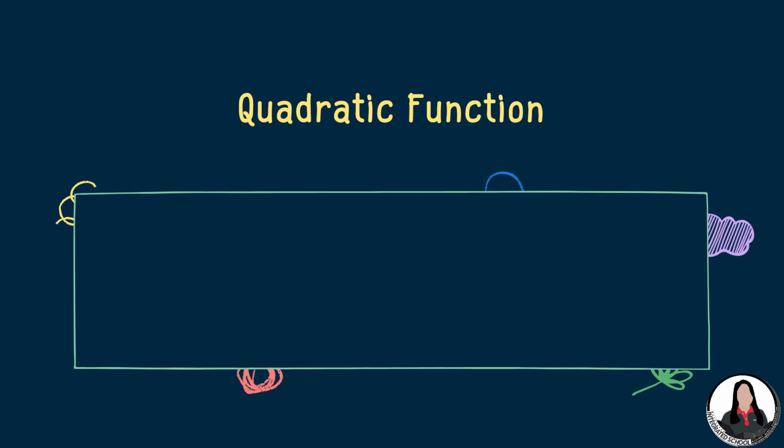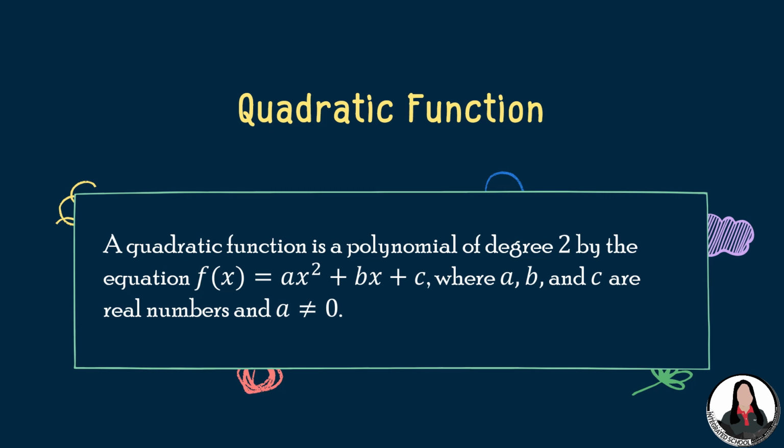What is a quadratic function? A quadratic function is a polynomial of degree 2 given by the equation f of x equals ax squared plus bx plus c, where a, b, and c are real numbers and a is not equal to 0. The reason why a should not be equal to 0 is the same reason as in the quadratic equation: if a is equal to 0, our function will be linear and not quadratic.